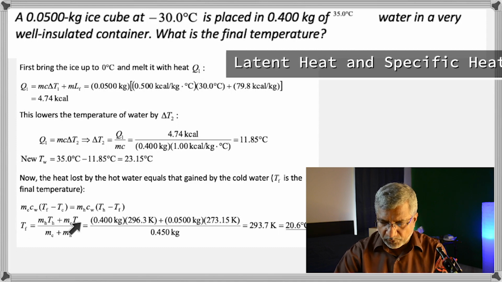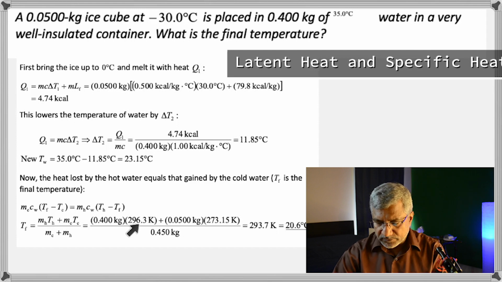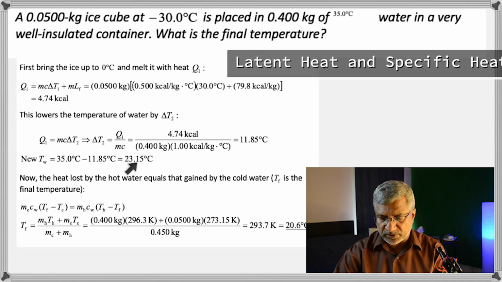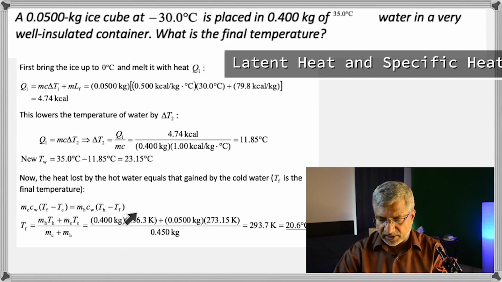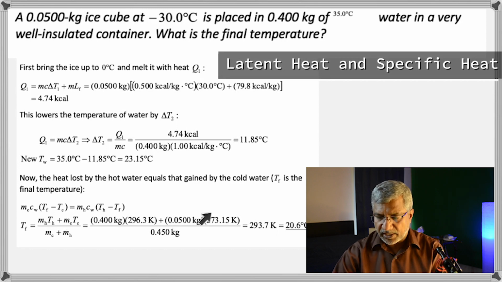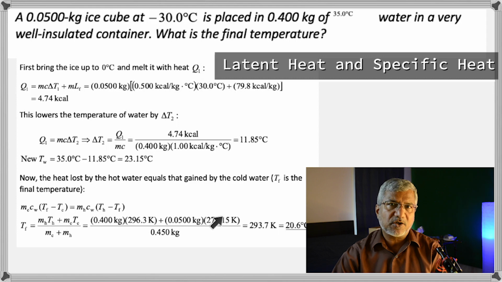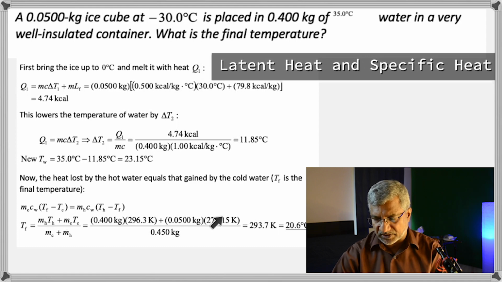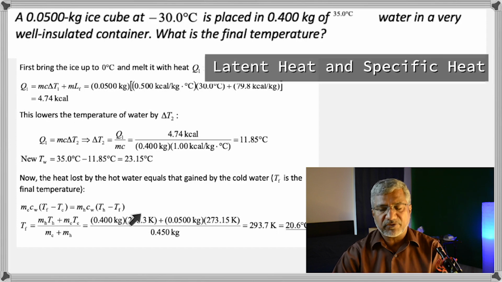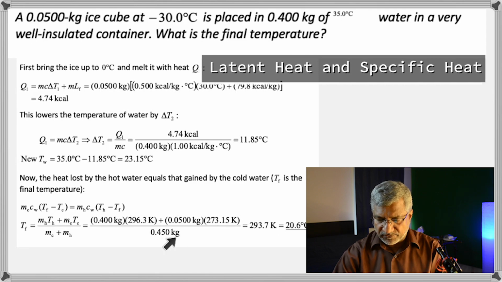Here you have 0.4 kilogram, which is the warm water there, times 296.3 Kelvin. All temperatures are in Kelvin now, changed into Kelvin. You get that by adding 23 to 273. Okay, so that's how you get that. Plus, this is the water that came from ice melting, so that's the mass. And remember, it's at 0 degrees Celsius, or 273.15 Kelvin to be precise. So that's why you have 0.15 changed to 0.3, because you're taking 273.15 and adding. Divided by the total mass.